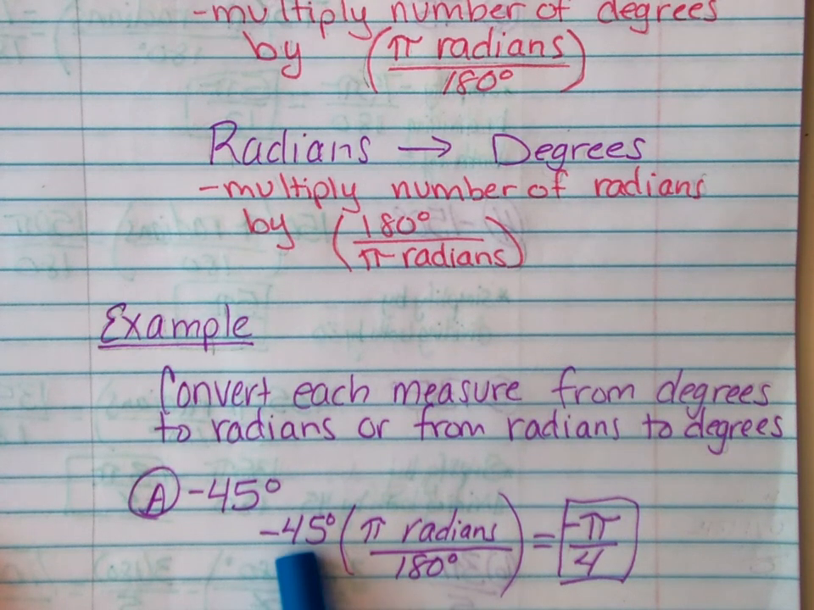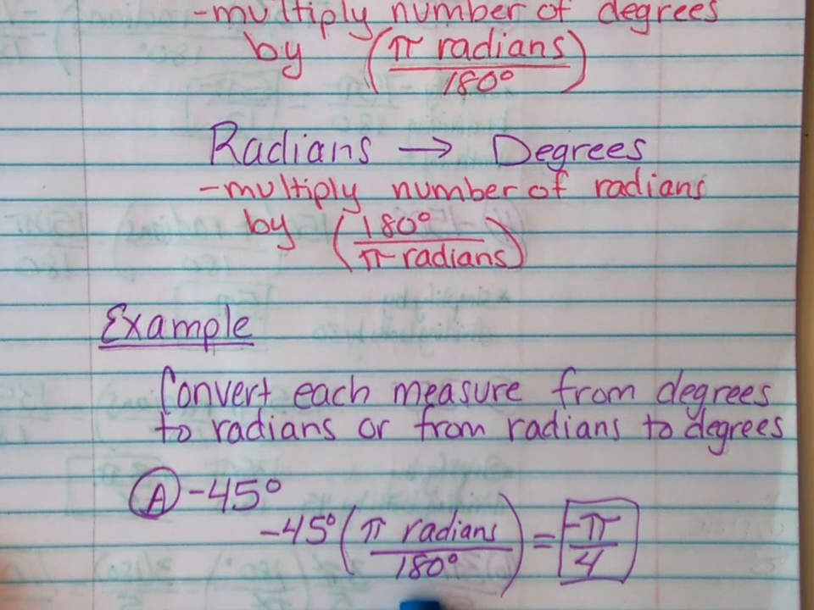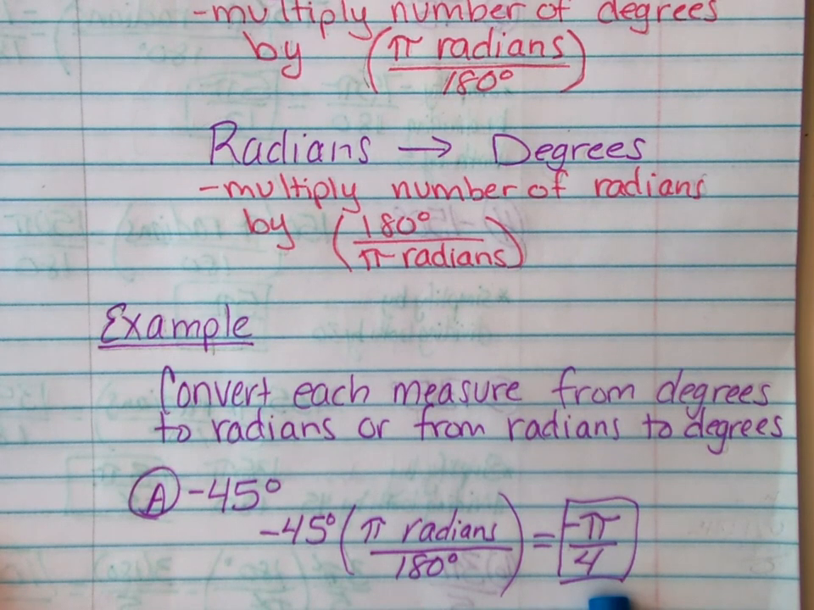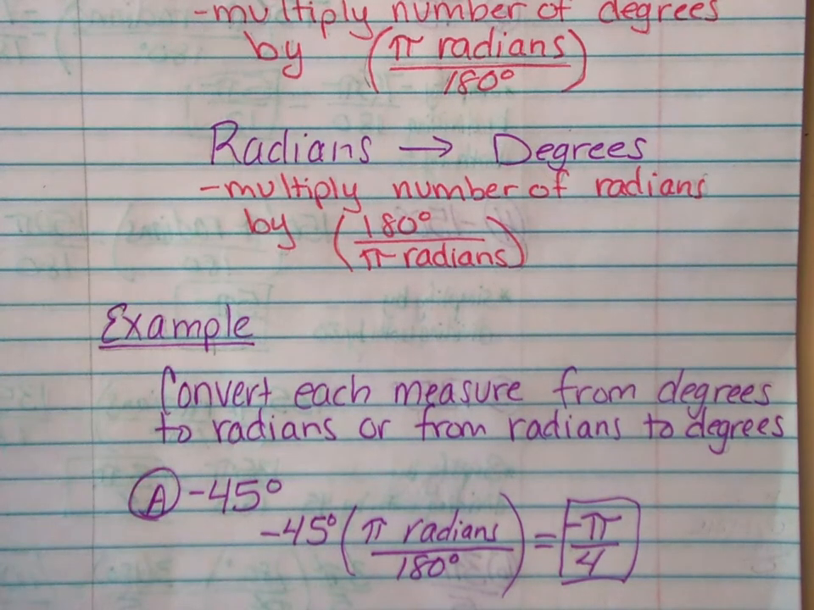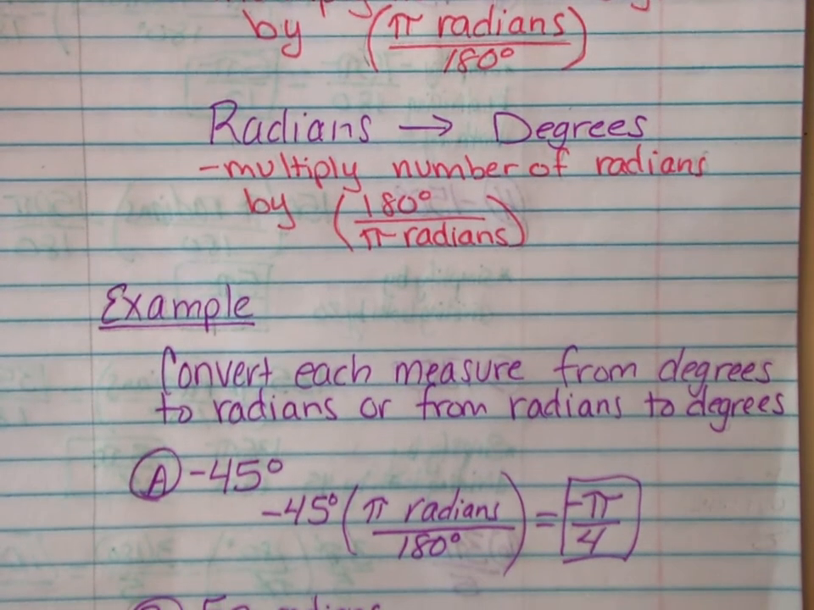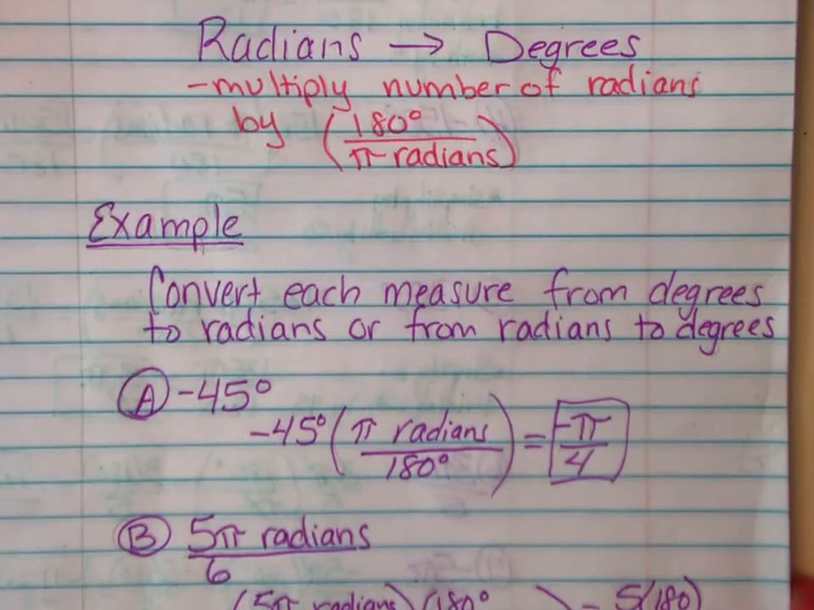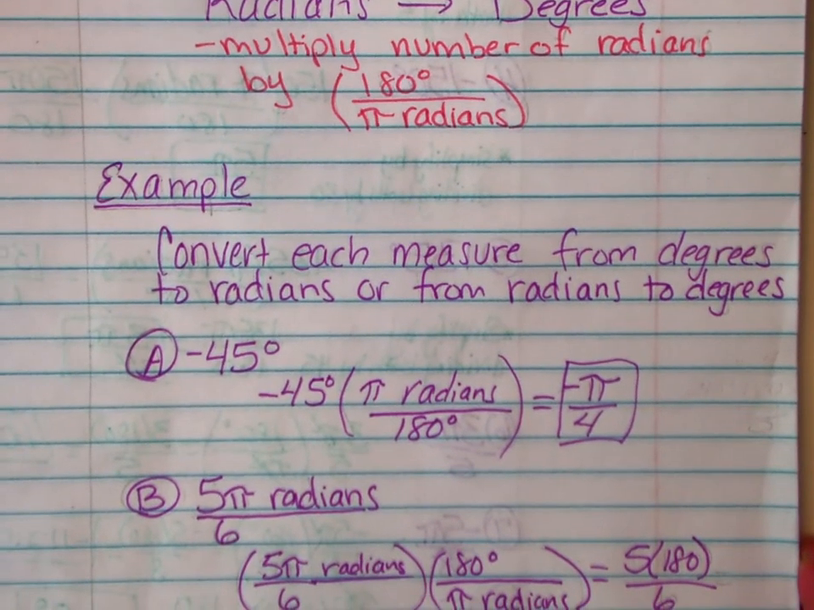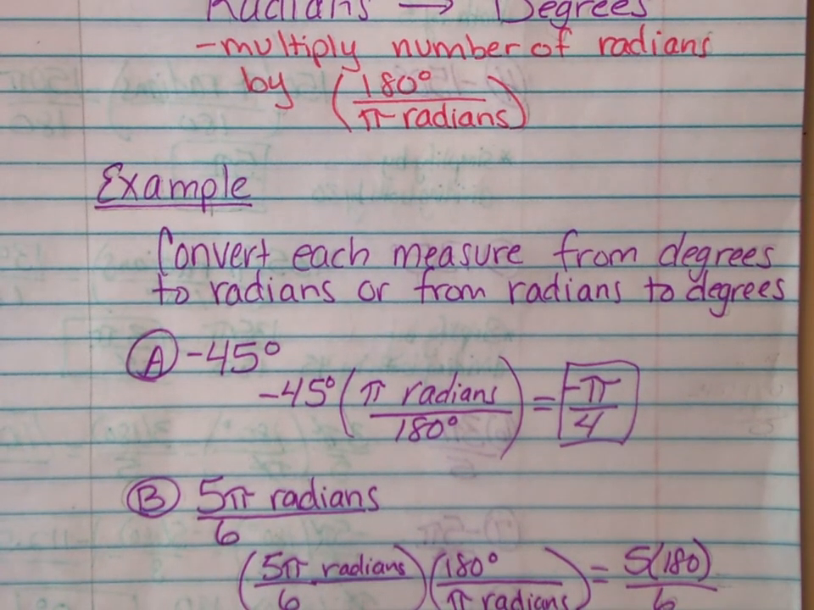So negative 45 divided by the 180 is going to give me a 4 on the bottom. It's going to be a negative 4, and on top I'll still have pi. We don't have to write the radians. When your answer has a pi, we know it is in radians. The next one, we have 5 pi radians over 6.